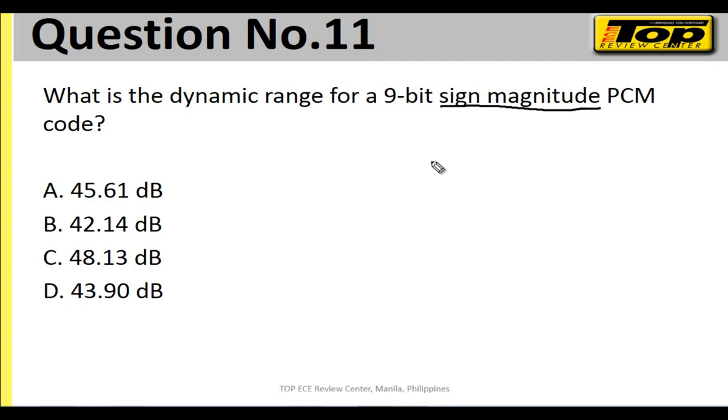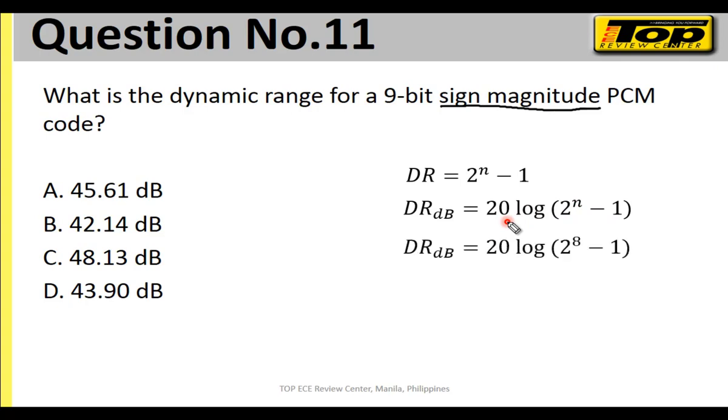Tama? So in calculation, how do we compute for this? This will be dynamic range equal to 2 raised to n minus 1. And of course, kung naka-dB yan, yun yung nasa choices natin, no? Lahat yan ay naka-dB. That will be 20 log of 2 raised to n minus 1. Why 20? Because we use voltage instead of power. Okay? And 8 yung gagamitin natin. Sabi nga natin kanina, we use here 8 instead of 9. Dahil hindi kasama yung sign doon sa quantization level.